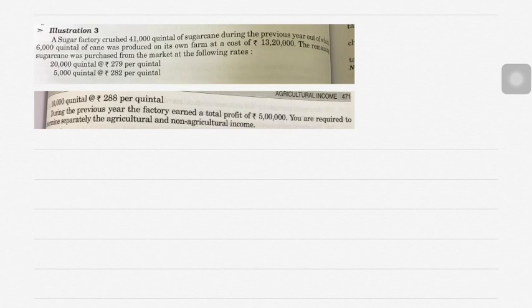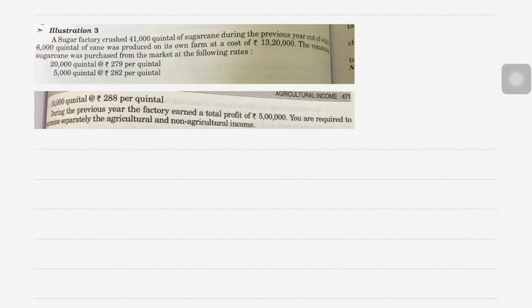A sugar factory crushed 41,000 quintal of sugarcane during the previous year, out of which 6,000 quintal of cane was produced on its own farmhouse at the cost of rupees 13,20,000. The remaining sugarcane was purchased from the market at the following rates. Okay, you need 48,000 quintal of sugarcane. Out of 48,000, 6,000 quintal of sugarcane was grown in own farmhouse. So there might be some agricultural income there.